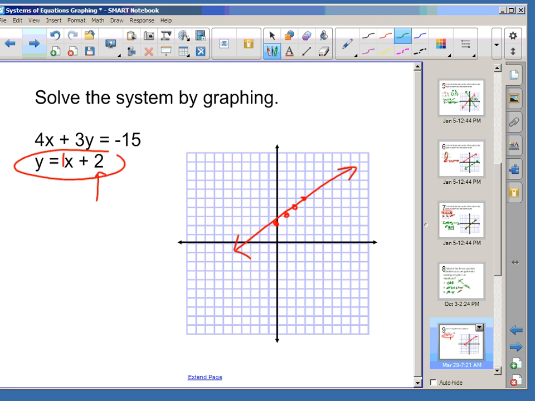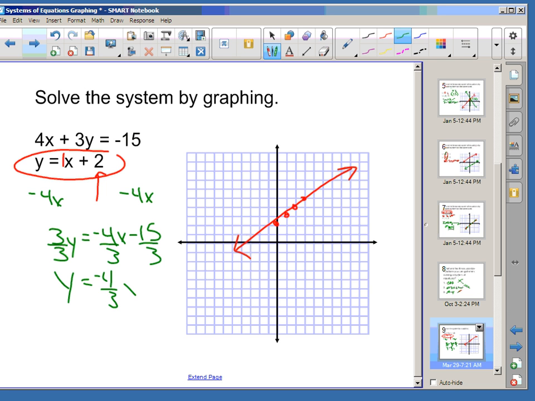We're going to have to solve that for y first. So we'll subtract 4x. And we get 3y equals negative 4x minus 15. Divide by 3. So y equals negative 4/3 x minus 5. So let's go to negative 5 and down 4 over 3. Or up 4, 1, 2, 3, 4 over 3.